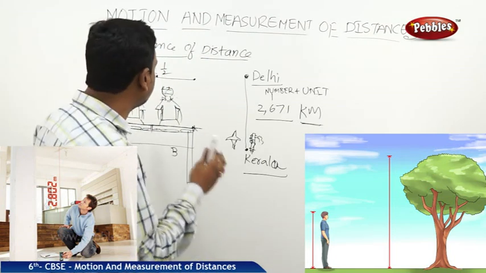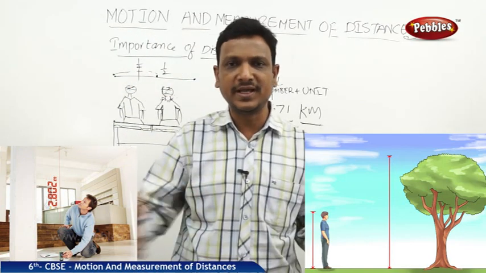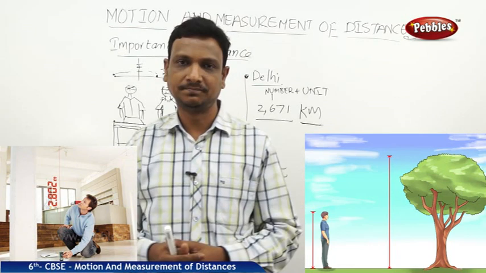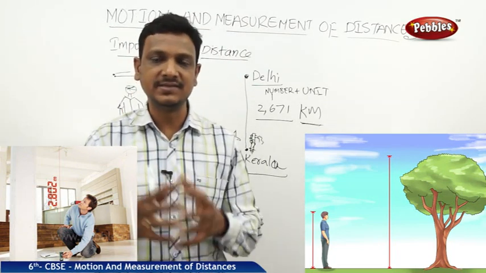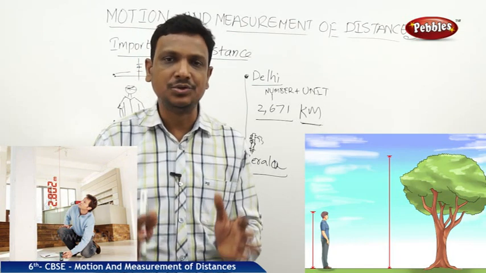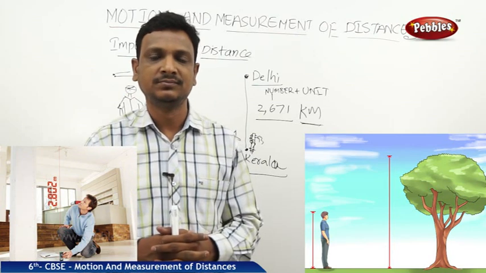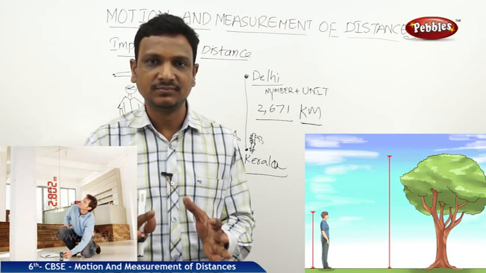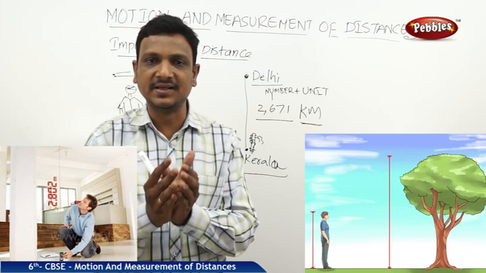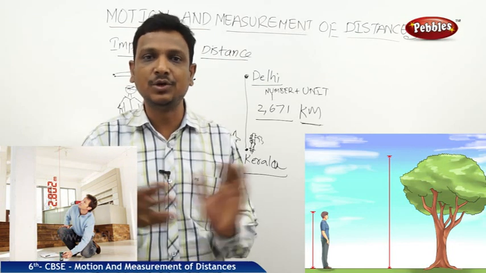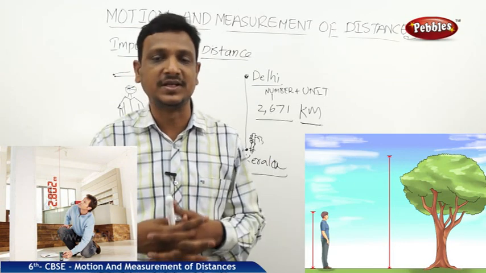But even with strings it is not possible always. If it is a very long distance, you cannot take such a long string to measure. So there is a necessity to have some special devices for measurements. There is a need to measure the distances. There is a need to represent the distance in special units. Then only we can understand. And it should be accepted by everybody. Otherwise there is a conflict.